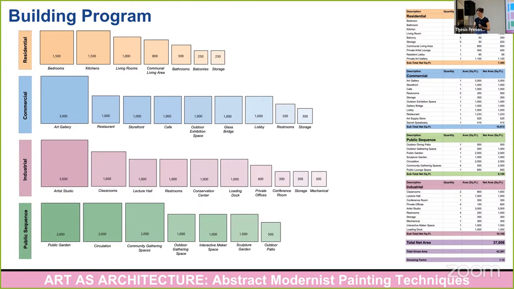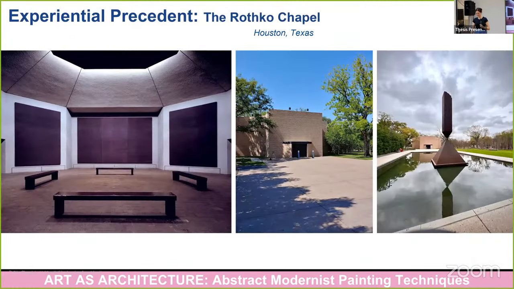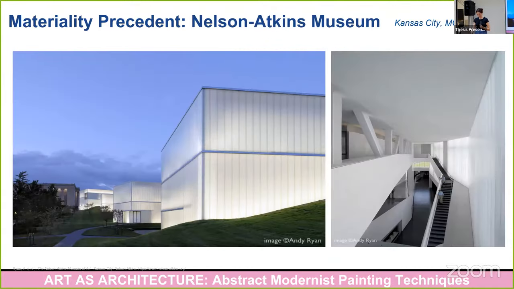A few precedents were also key influences on this project. As I mentioned, the Rothko Chapel is an interesting example of a space that was designed by Rothko himself solely to house these specific artworks, implying that the building itself is also part of the painting's experience. And it's a common example of the meditative experience his paintings often evoke. Finally, the Nelson Atkins Museum is a good example of how material and negative space can be used to emulate the luminosity and composition of a Rothko painting.